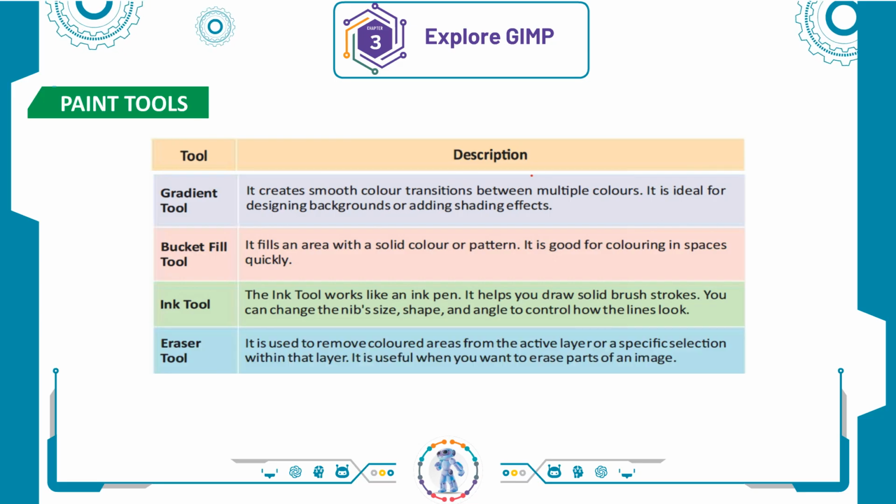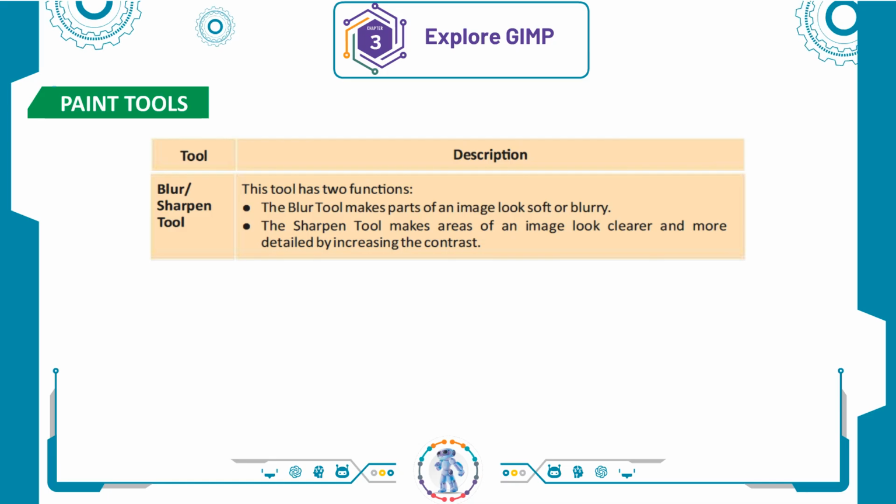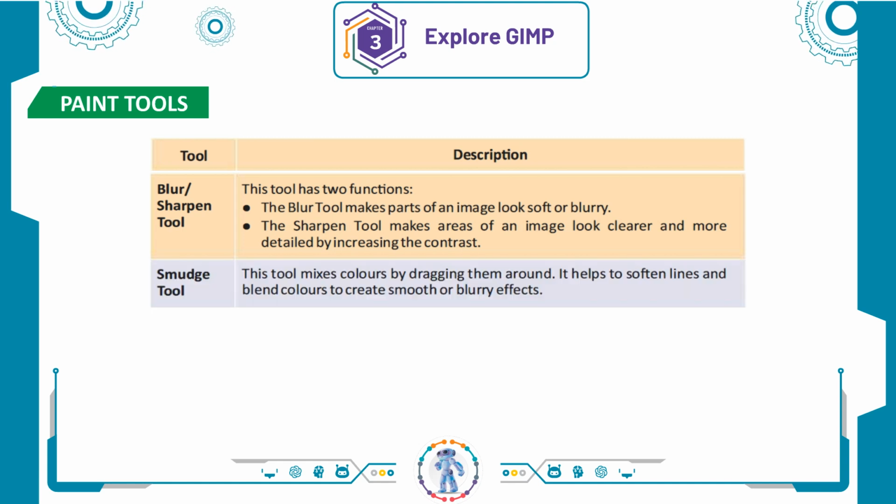Eraser tool. It is used to remove colored areas from the active layer or a specific selection within that layer. It is useful when you want to erase parts of an image. Blur sharpen tool. This tool has 2 functions. The blur tool makes parts of an image look soft or blurry. The sharpen tool makes areas of an image look clearer and more detailed by increasing the contrast. Smudge tool. This tool mixes colors by dragging them around. It helps to soften lines and blend colors to create smooth or blurry effects.